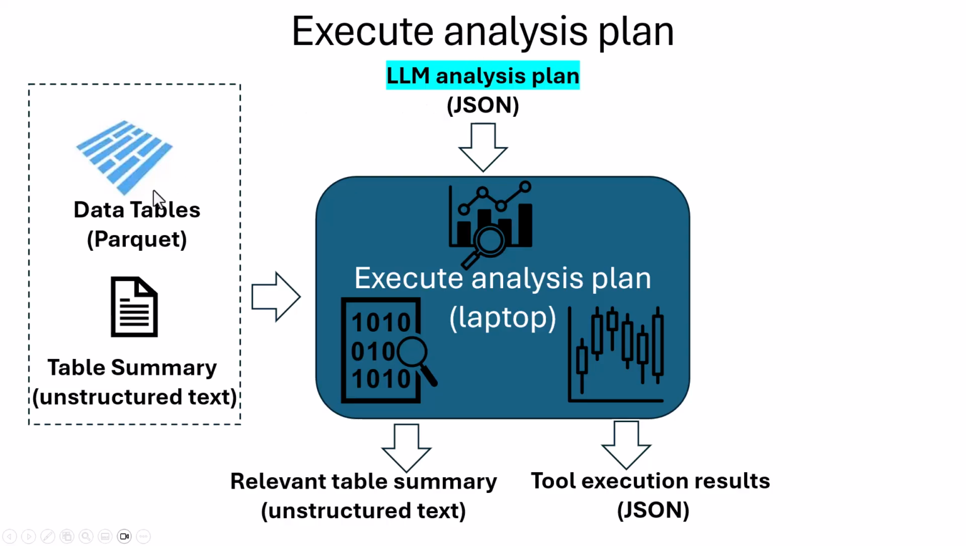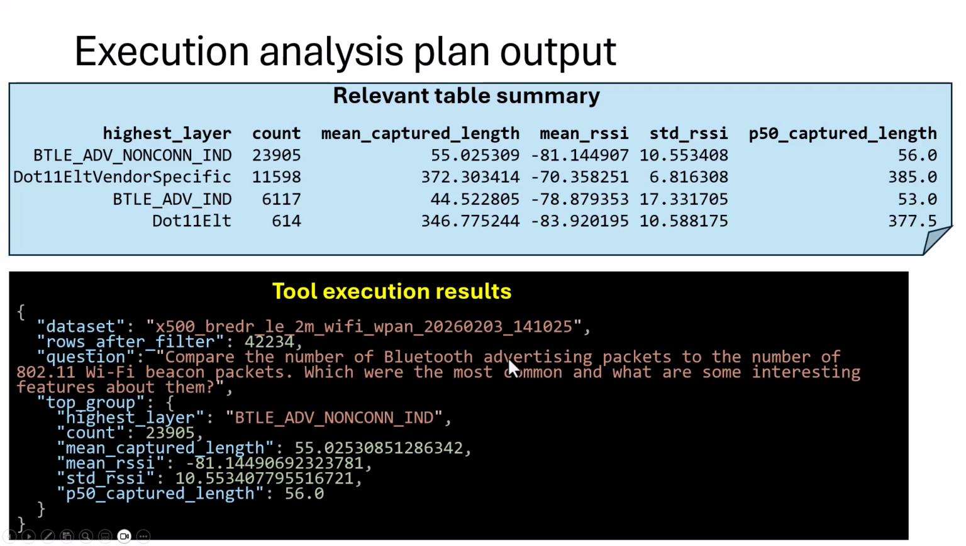In this case, we have those data tables, which are available on the laptop, and then the table summary and that analysis plan. The script runs through all of that, creating the table summary and then the tool execution results. The table summary is unstructured text, and the tool execution results are in JSON. Both of those are then sent back to the LLM, and this is what they look like. In the execution plan analysis, you have the table, what the layers of the table are, and some of the statistics that were calculated based on what tooling was available. And then also with the tool execution results, some of the specifics about that.